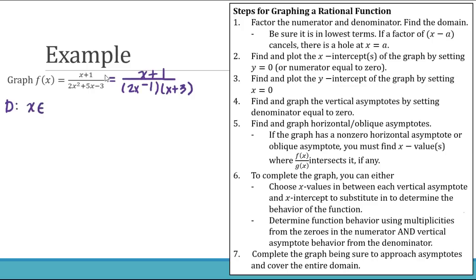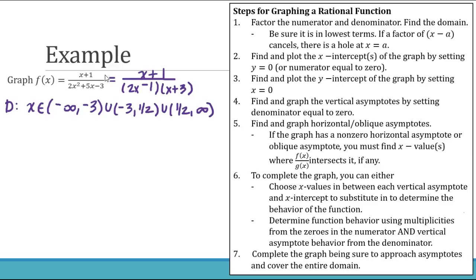Well, the domain is going to be everything except the values that make the denominator equal 0. The value that will make this first piece equal 0 is 1/2, and the one that will make the second factor equal 0 is negative 3. So the domain is negative infinity to negative 3, and then negative 3 to 1/2, and 1/2 to infinity.